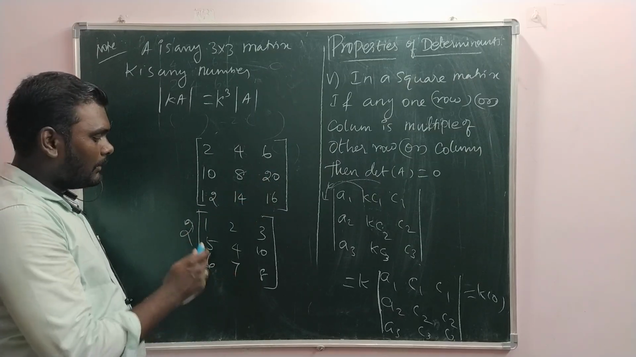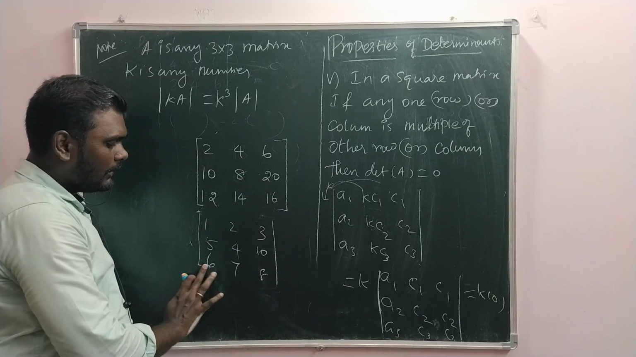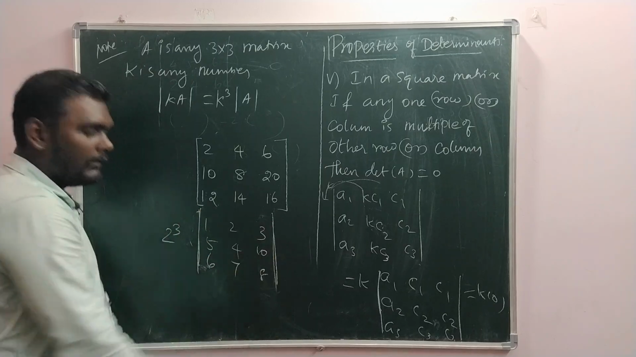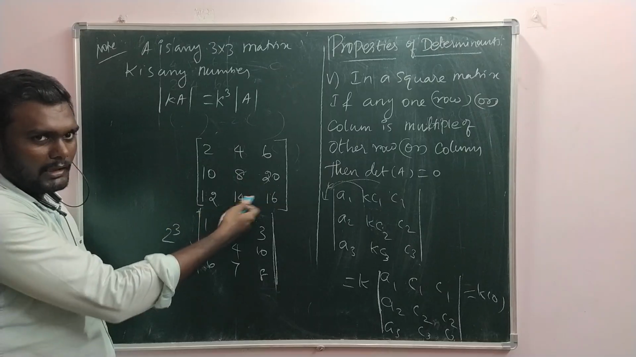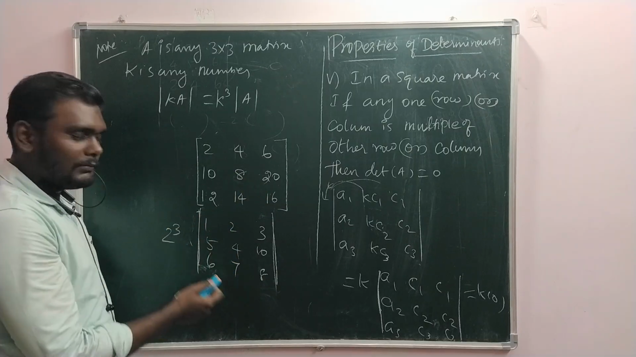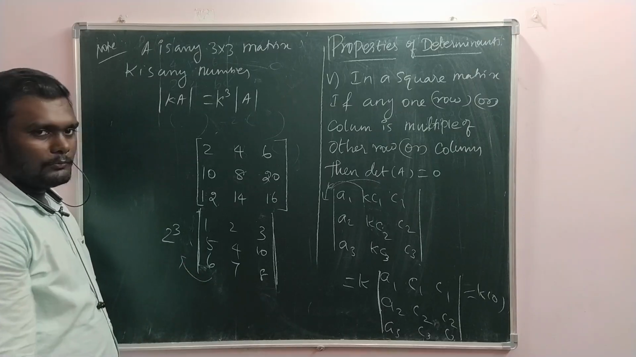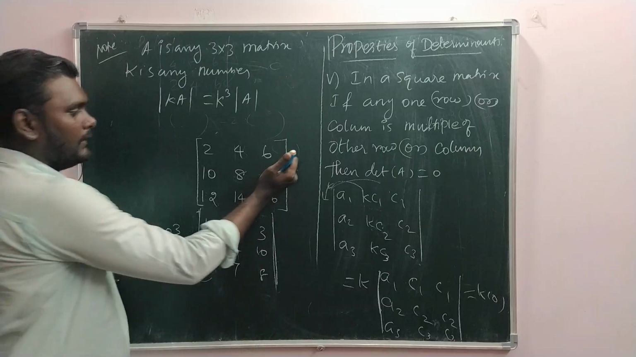So while calculating the determinant, this is the matrix I have written. What can we write? 2 cube into the determinant of this matrix alone we can calculate. See, these are comparatively big numbers, we cannot calculate easily, but here they are small numbers. We can easily calculate, and with the answer we can multiply the 2 cube. That is the idea. Okay. Or you take it like this.